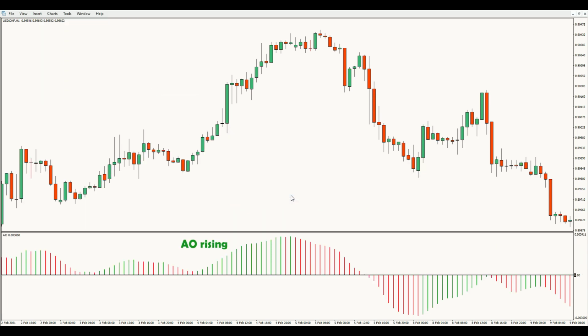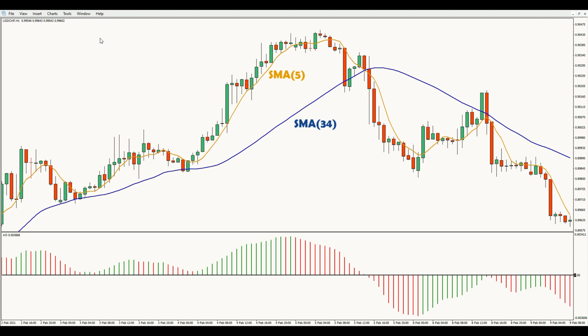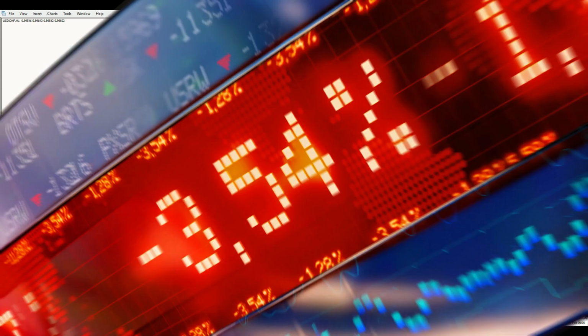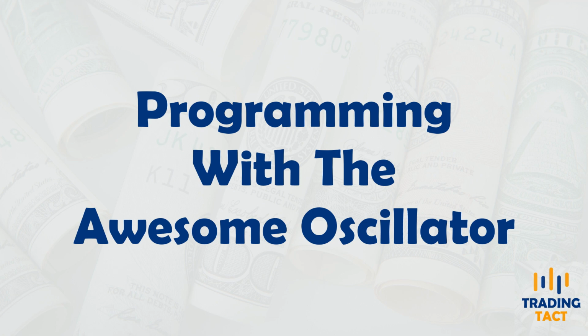Green bars indicate the oscillator is rising, while red bars indicate it is falling. Since the 5-period moving average reacts faster than the 34-period moving average, oscillator values above 0 indicate bullish momentum, while values below 0 indicate bearish momentum. I'll illustrate 2 common ways to use the Awesome Oscillator.